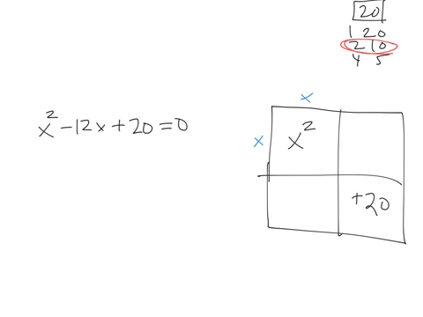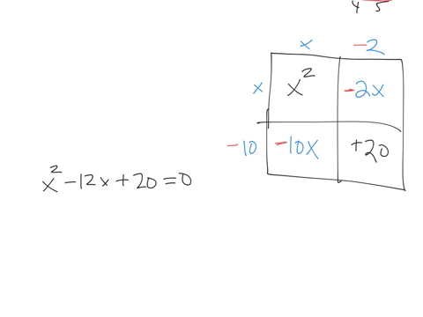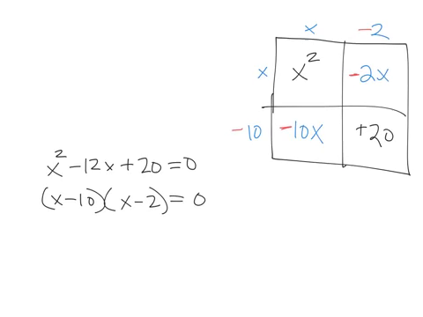So we know we're going to use 2 and 10, and so now we can fill in our internal terms. So you get 2x and 10x, and these two we want to be negative 12, so that means both of them have to be negative, which makes this negative 10 and that a negative 2. So our factoring, so I'm going to bring this guy down. So factoring, we end up with x minus 10 times x minus 2, and that equals 0.